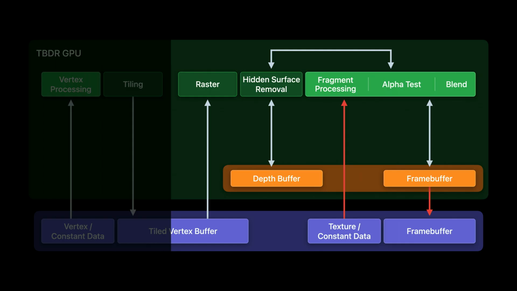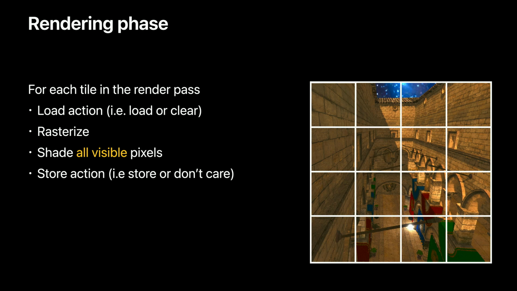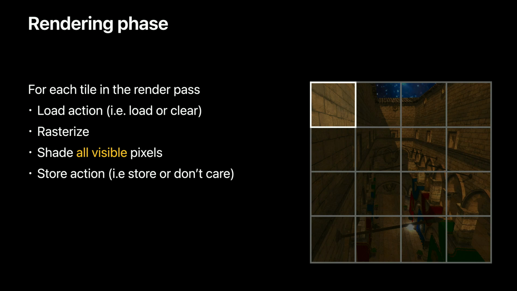Let's move on to the second stage of our GPU pipelines, rendering. This is where most of the heavy lifting happens, and it's also where the TBDR architecture shines the most. In the previous stage, the GPU split the viewport into a list of tiles. Now, we are going to shade all of these tiles separately. In the rendering phase, the GPU will, for each tile in the render pass, execute the load action, rasterize all of the primitives and compute their visibility, shade all of the visible pixels, and finally execute the store action. Most of this is also opaque to the application, it just happens to be very efficient.